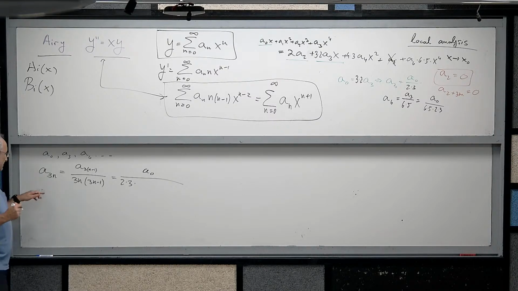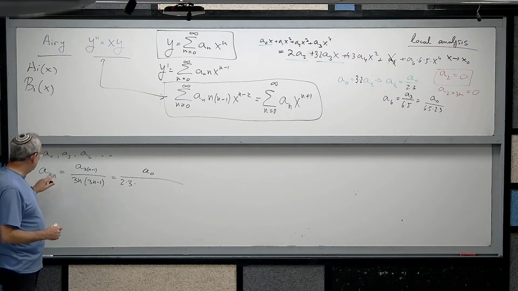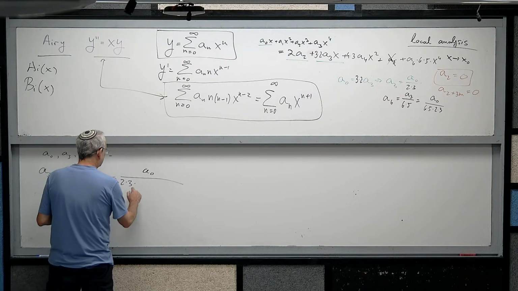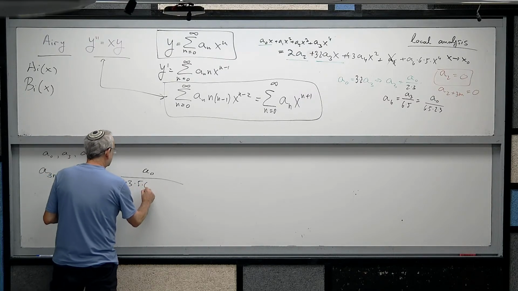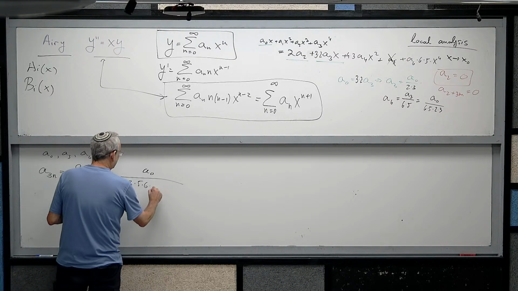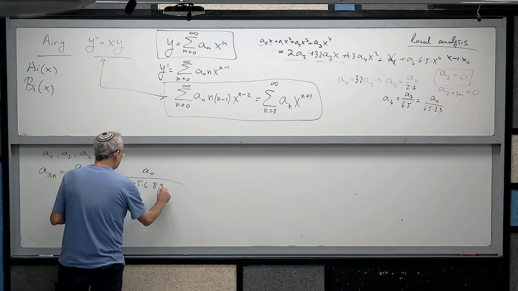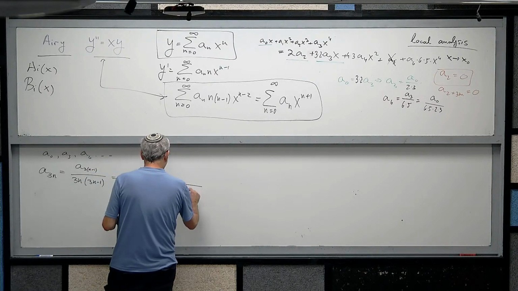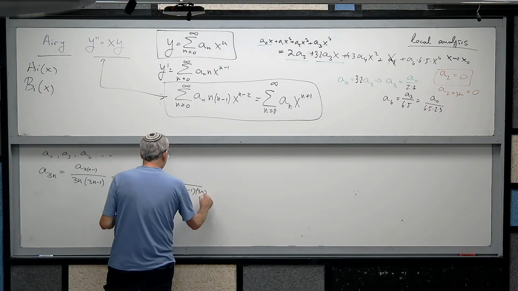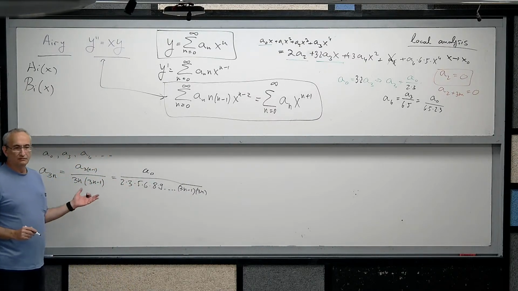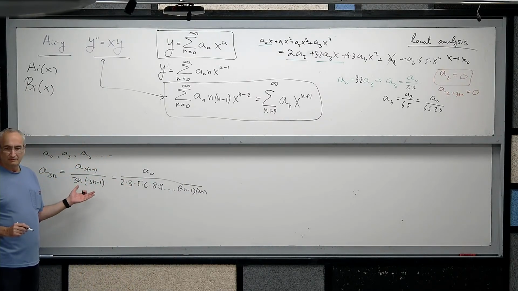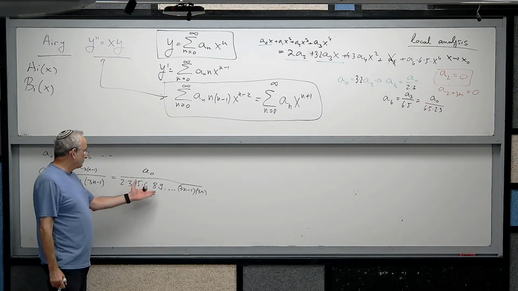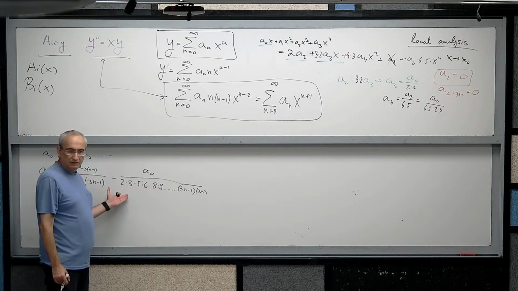So, I continue. I have A3n, so what I have here is 2 times 3 times 5 times 6 times 8 times 9, and so on, times 3n minus 1 times 3n. Right? This is how it looks. Good. So the question is how to simplify this expression.